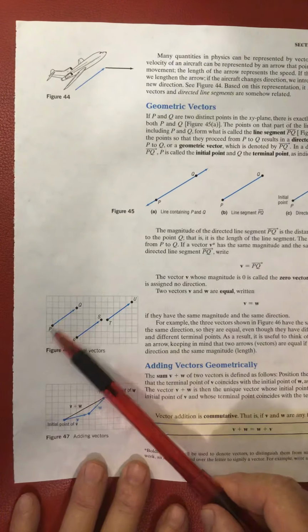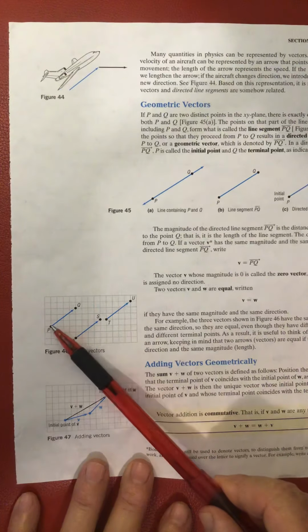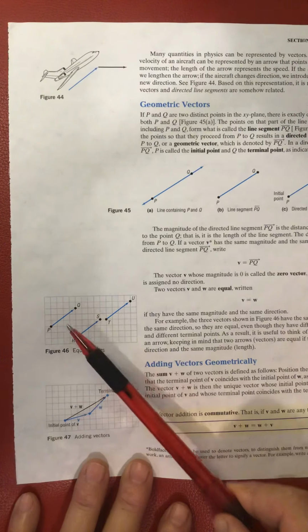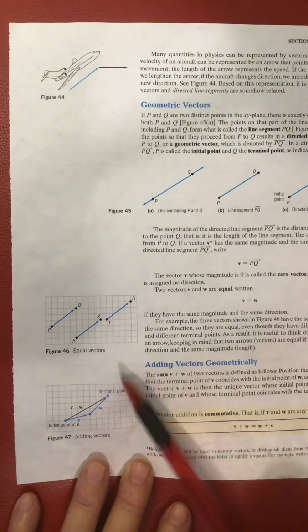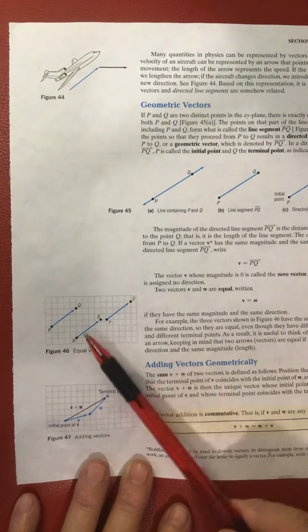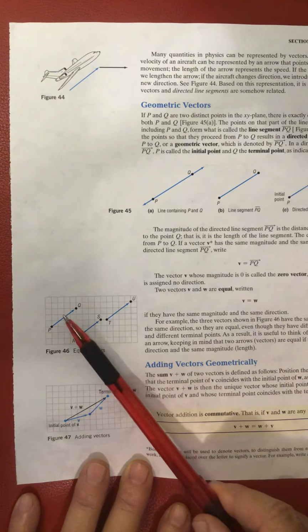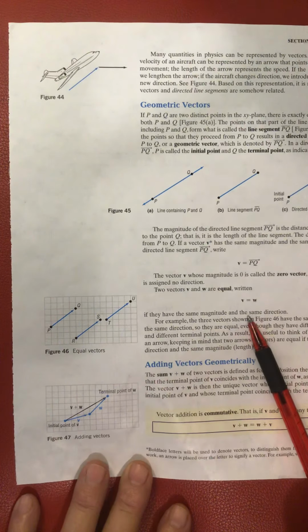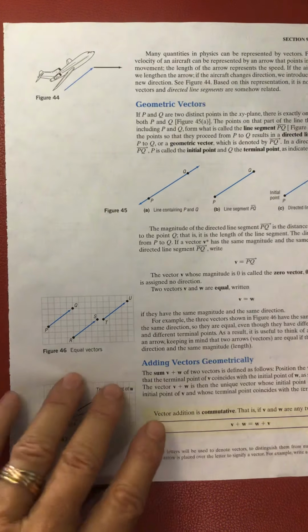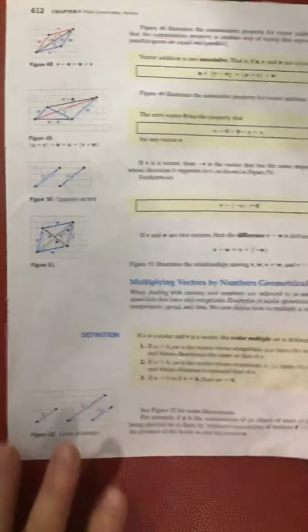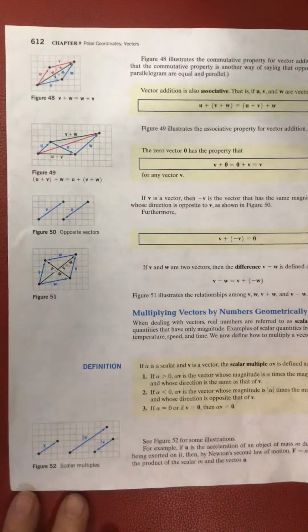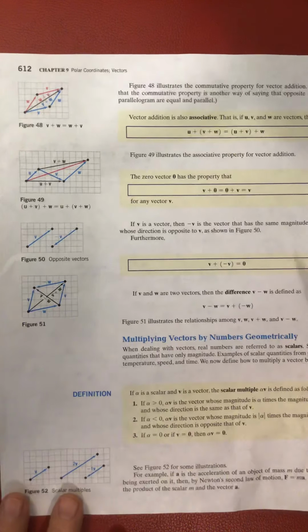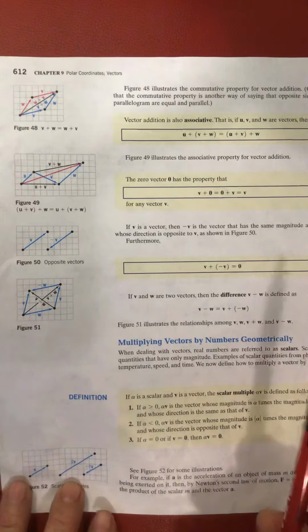So here's a vector, PQ. It starts at P, ends at Q. That's the vector. But you'll notice that all of these vectors are the same size, parallel to each other, and point the same direction. And so these vectors are what we would say are equal.